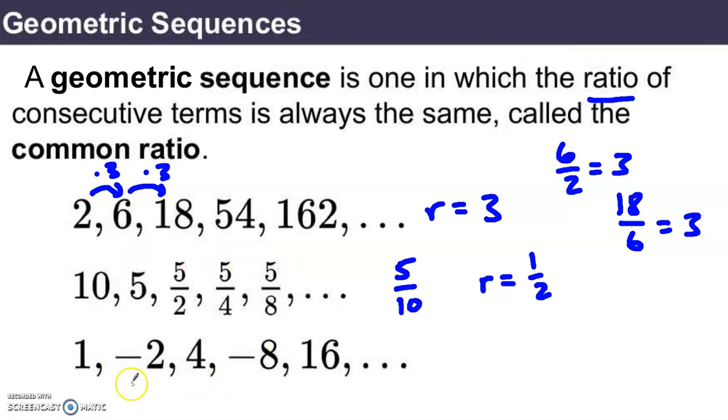What about this one here? Yeah, for this one it's negative 2. 1 times negative 2 is negative 2. Negative 2 times negative 2 is 4. 4 times negative 2 is negative 8, and so forth.